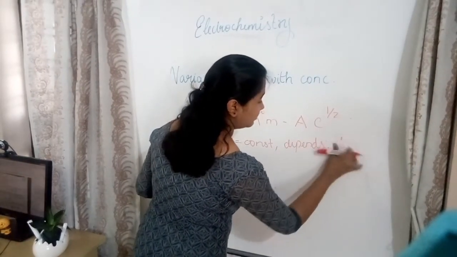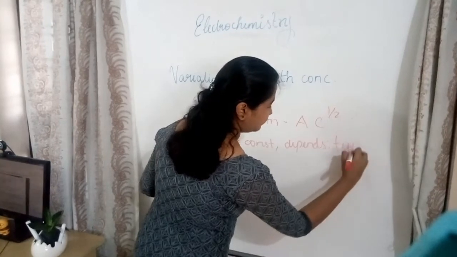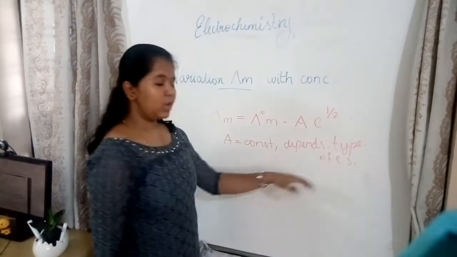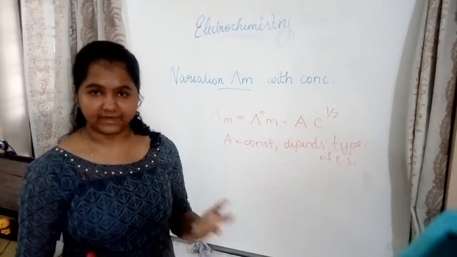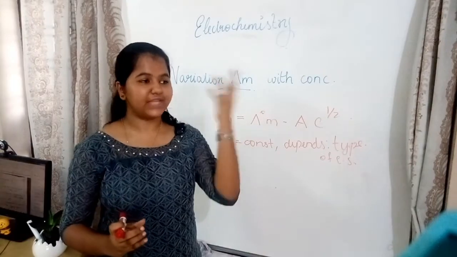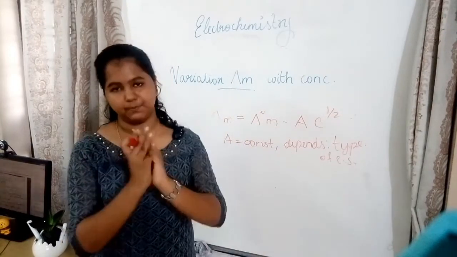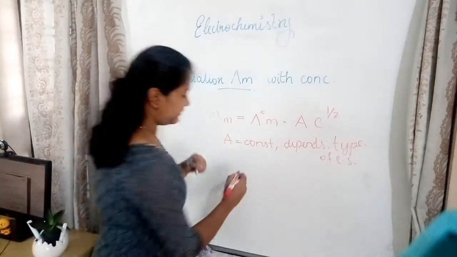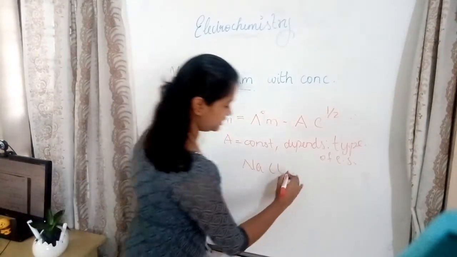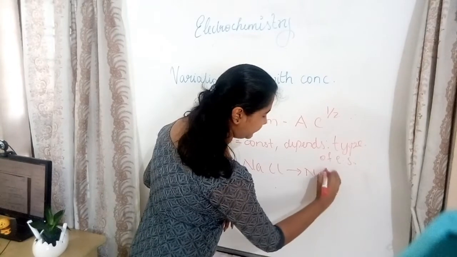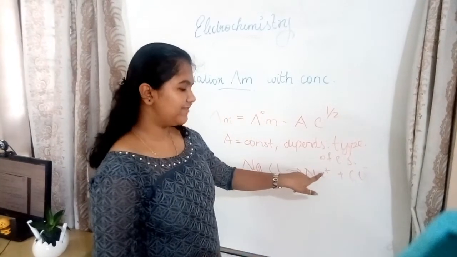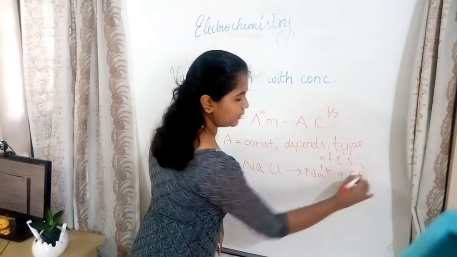The type of electrolytic solution. So what do you mean by the type of electrolytic solution? After the dissociation, each cation and anion, that would represent the type. For example, NaCl. After dissociation, it becomes Na plus and Cl minus. What is the value over here? 1 plus and 1 minus.